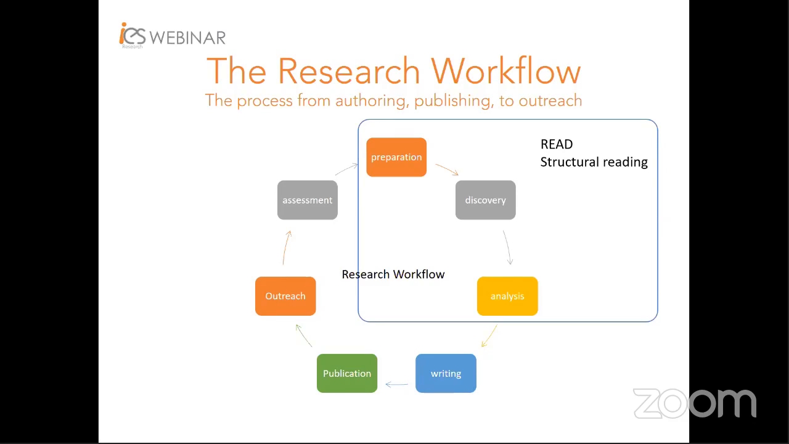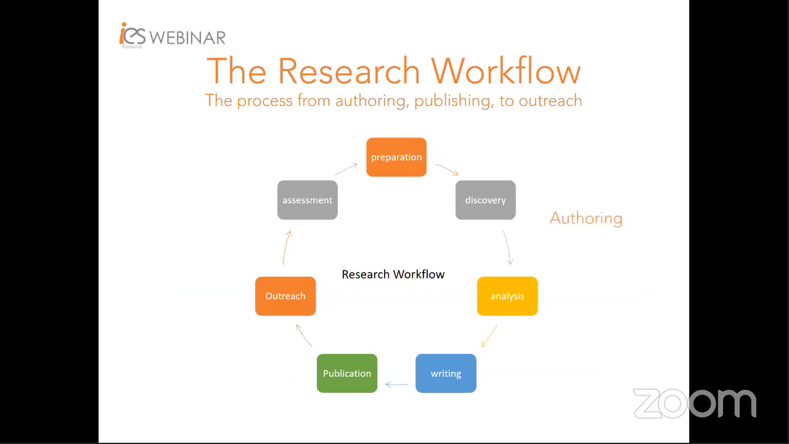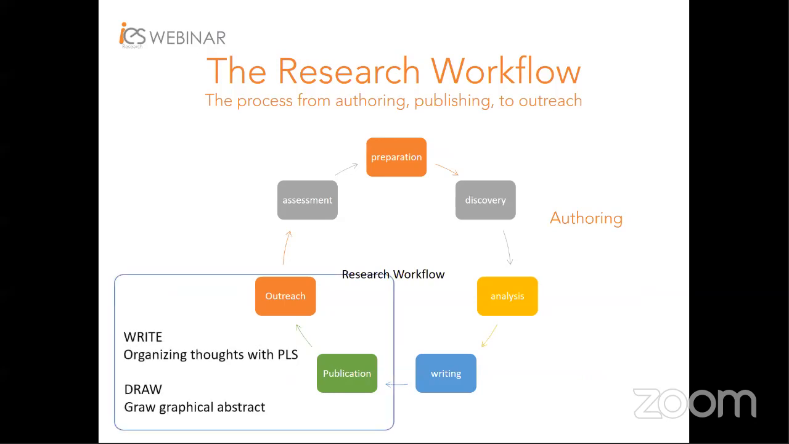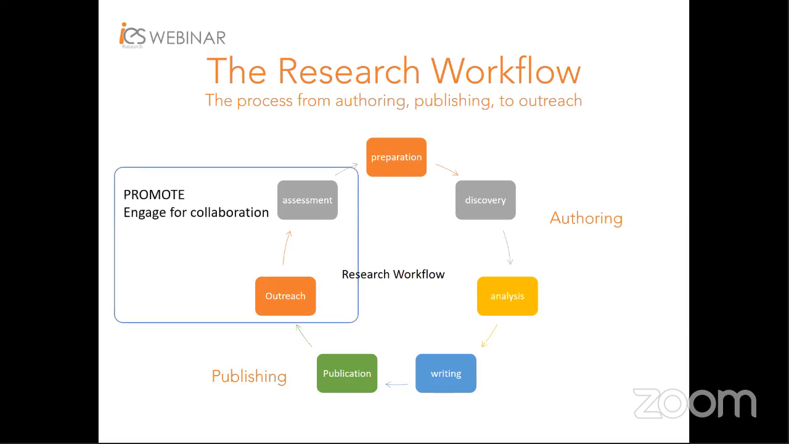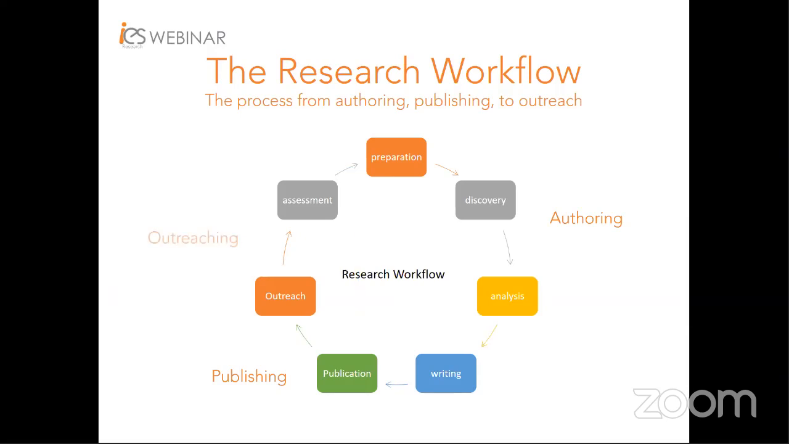In previous webinars, we've talked about how to read the full text structurally. This covers the first few phases of research workflow, which we can take as the authoring part. Later, we shared how to write a good plain language summary and draw a graphical abstract, which generally happens around the publishing phase of research. And then we learned how to promote our research work and review the results, so that's the outreach part. In the coming slides, we will follow these 3 phases.